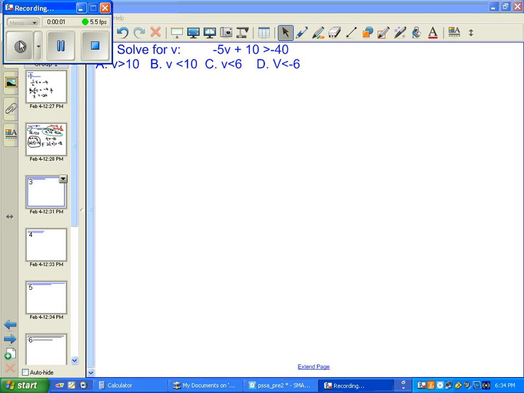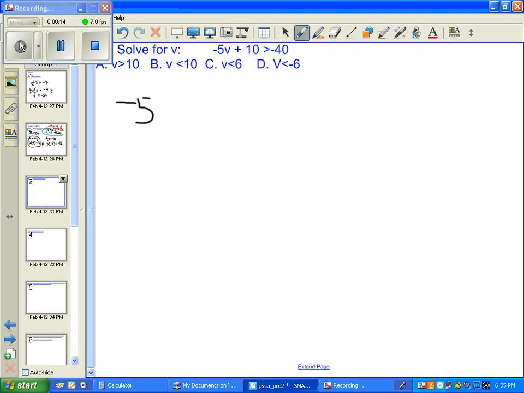We'll be moving right on to number 16. Number 16 is telling us that negative 5 times the quantity V, negative 5V, plus 10 is greater than negative 40. So we have a product plus a number is greater than negative 40.